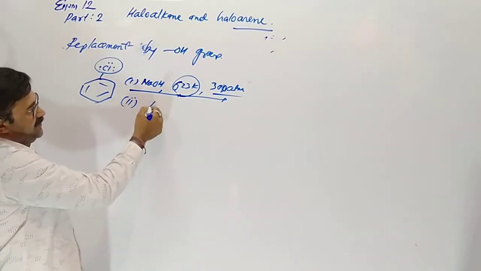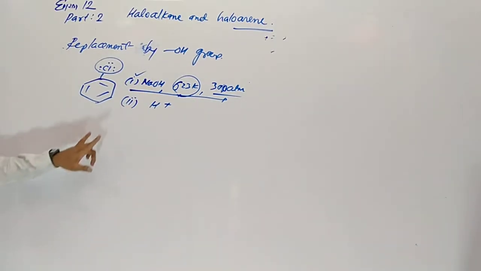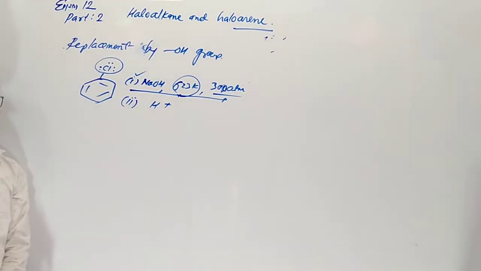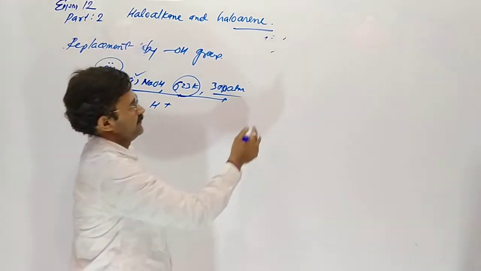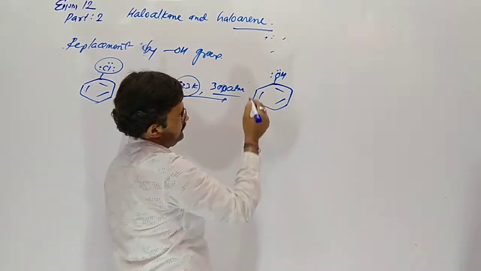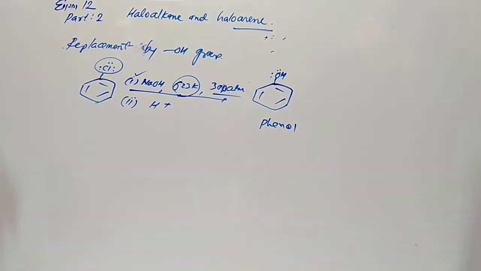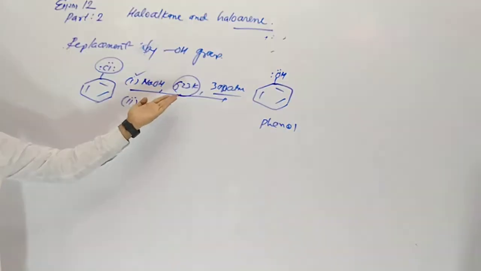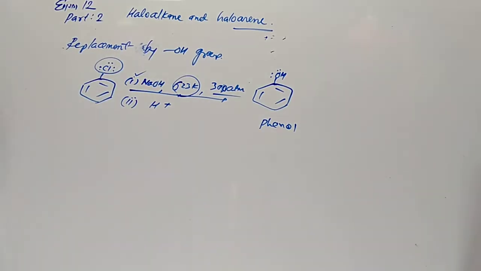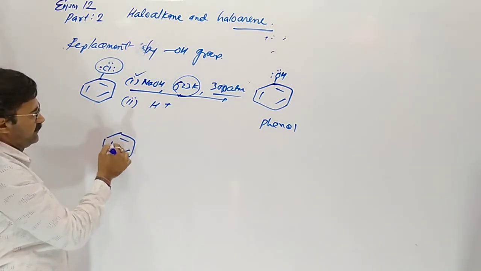When it reacts with NaOH, this reaction occurs in 2 steps. In the second step, we have to use acid, so it gives phenol. Chlorobenzene gives phenol, so you can see our chlorine is replaced by OH. This is too difficult to remove. Our reaction condition, you can see, is very strong and high. Actually this reaction occurs in 2 steps.